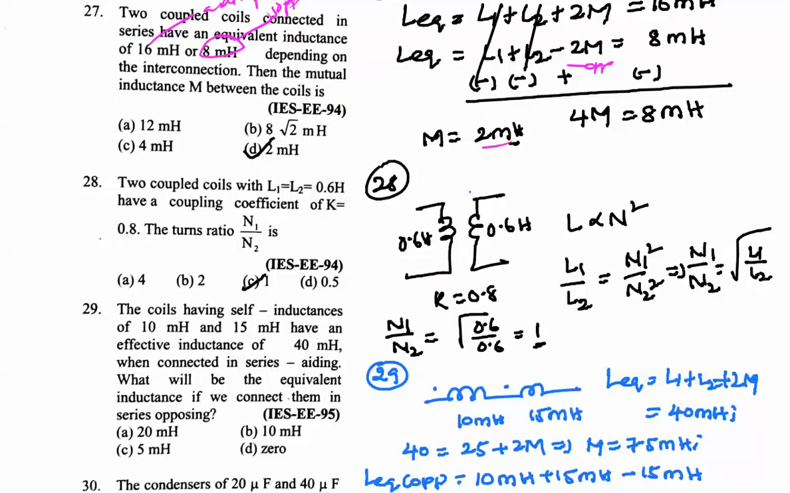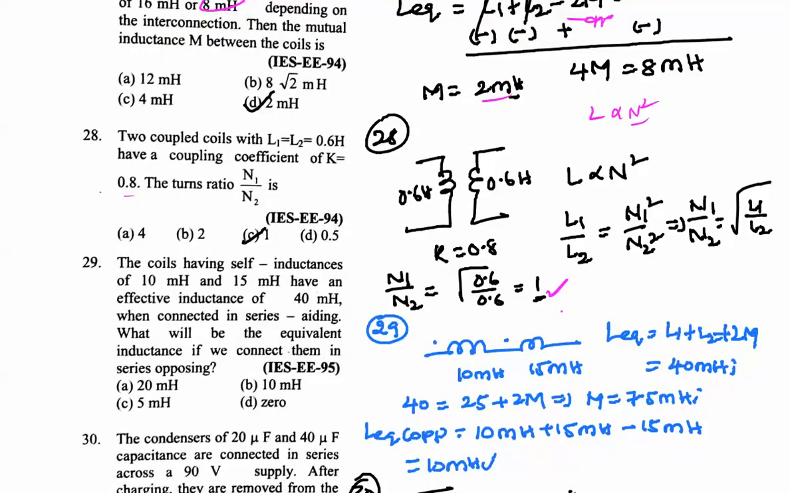Next, here two coupled coils L1 L2 is equal to 0.6 Henry and having a coupling coefficient of K is equal to 0.8. Then turns ratio will be, as we discussed earlier, that L is proportional to N square. So from this, L1 by L2 is equal to N1 square by N2 square. So from this, N1 by N2 is equal to square root of L1 by L2. So L1 L2 are same values. That means it will have a turns ratio of 1.